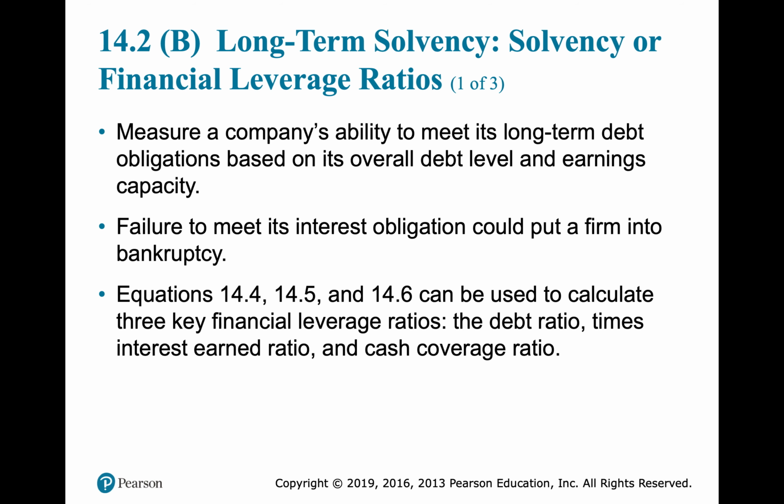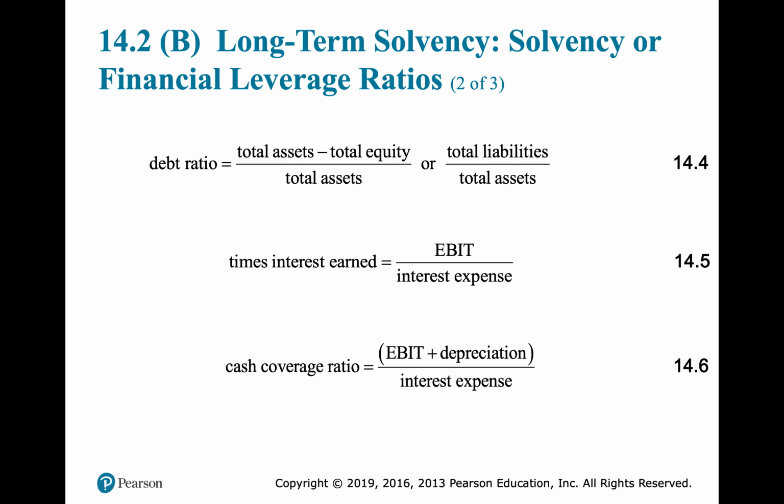And we have three different ratios that we use to do that. First, we have the debt ratio. The debt ratio takes total assets, removes total equity, which then gives us total liabilities. And remember, that's your accounting identity, and it divides by total assets.